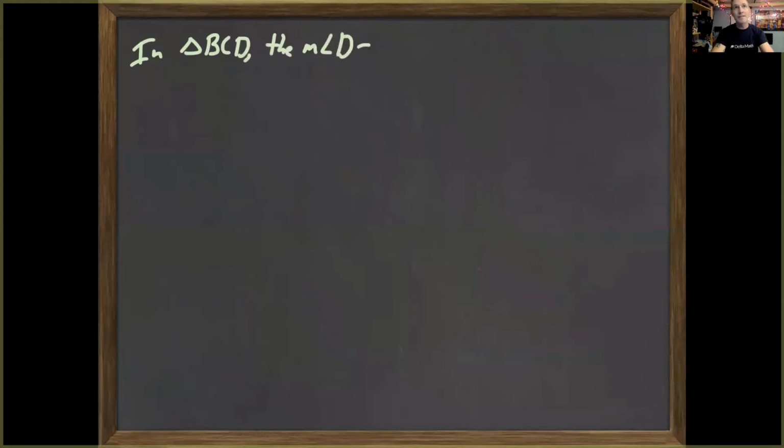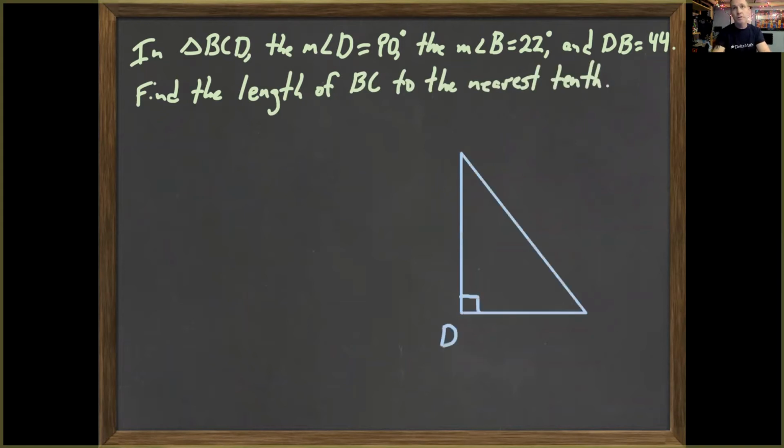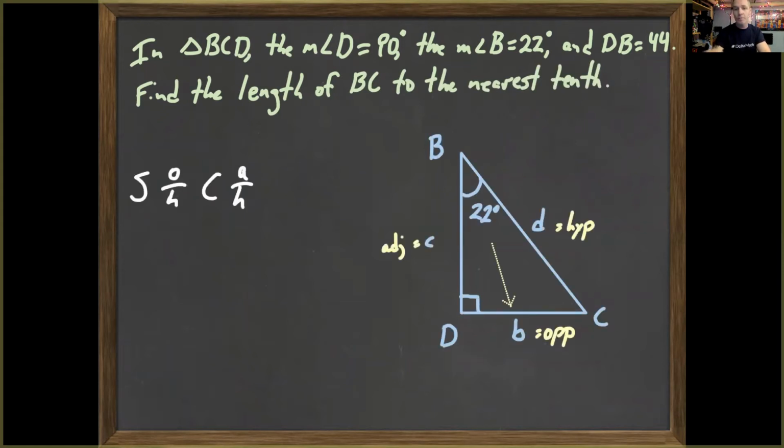In triangle BCD, the measure of angle D is 90 degrees, and the measure of angle B is 22 degrees, and DB equals 44. Find the length of BC to the nearest tenth. So let's take a look at the diagram. I just sketched it out. So angle B is our reference angle in this case, and it's 22 degrees, and I'm going to go ahead and label everything.